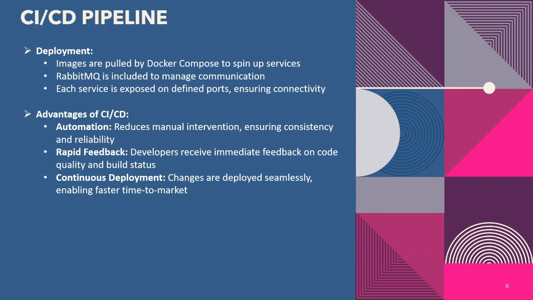Let's discuss the deployment process. After pushing the Docker images, Docker Compose pulls them to spin up the services. We have included RabbitMQ to manage communication between the services. Each service is configured to run on specific ports, ensuring seamless connectivity.